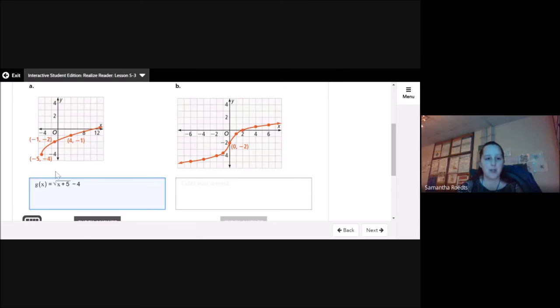If I substitute in one of these values, I should get my y value. So if I substitute in my x value of -1, -1 plus 5 is 4, the square root of 4 is 2, minus 4 is -2. So there's no vertical or horizontal stretch here.